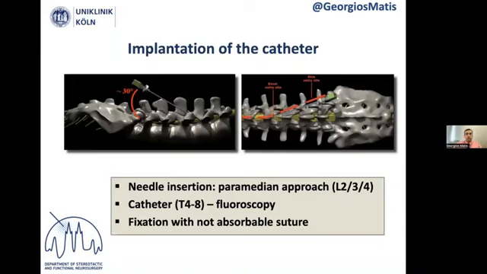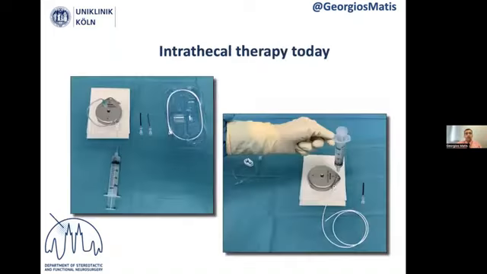This is how we should do the puncture using a needle. We also use a paramedian approach. We place the catheter with a tip somewhere between T4 and T8 under fluoroscopy, and we fixate this catheter. This is the gold standard worldwide.